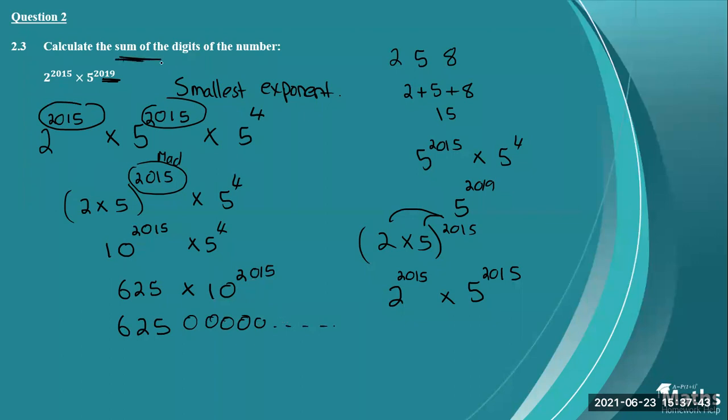But what did the question say? Calculate the sum of the digits. So we're going to say 6 plus 2 plus 5 plus all the zeros, which will give you 8 plus 5, which is 13. So this is like a level 4 question where you must apply your knowledge of exponents. So please remember, if they do give you like an impossible exponent to work out, you always find the smallest exponent.